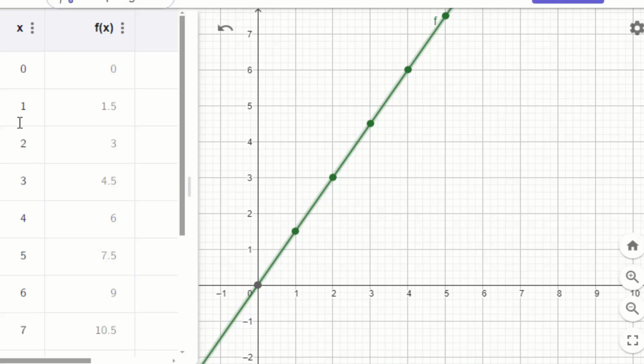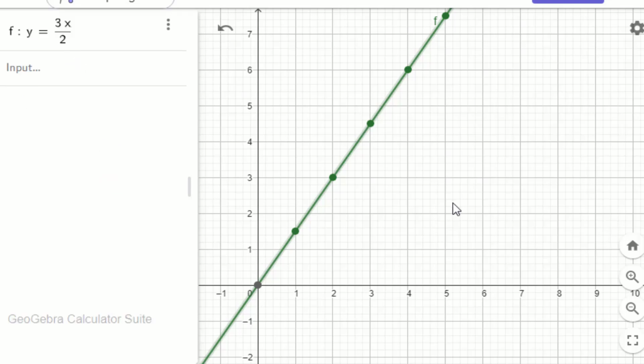As from 1 I will go to 2, here I have an increase of 1 and here I have an increase of 3 by 2. So again on the x-axis there is an increase of 1 unit, and on this side there is an increase of 1.5. So this is it. This shows that V and R are directly proportional to each other.